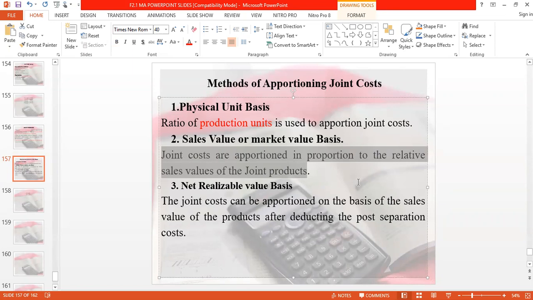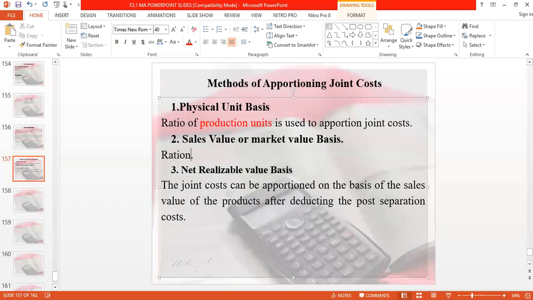Physical units method. Now, here in the second method, ratio of production units. Take note of this. It is a bit confusing. Production units times selling price per unit. I have not said sales units. I've said production units. So that is what this method calls sales value.